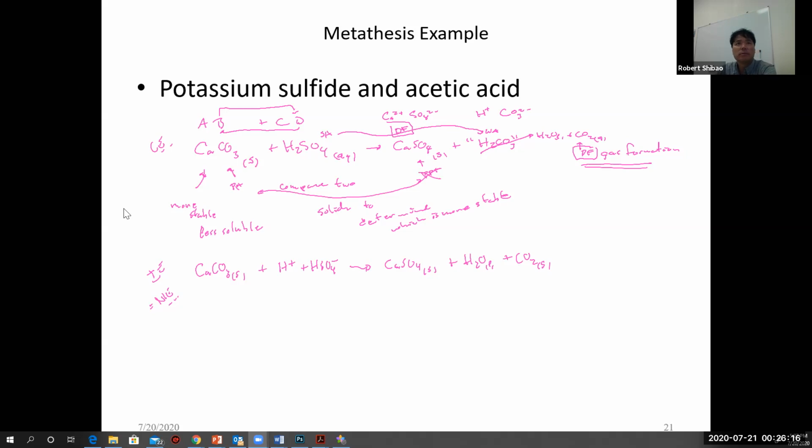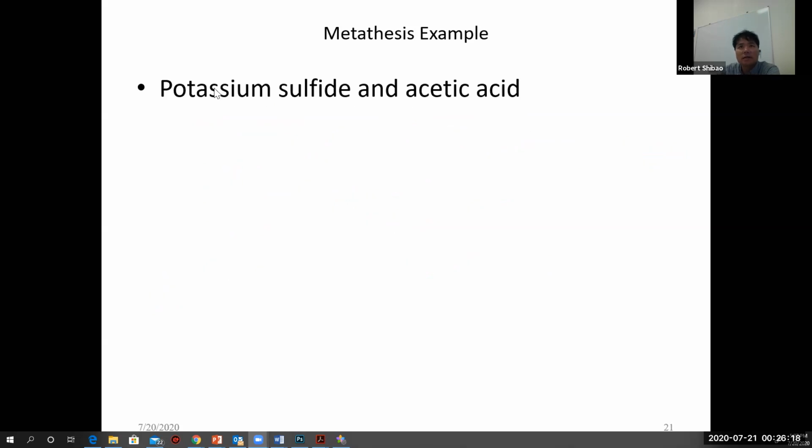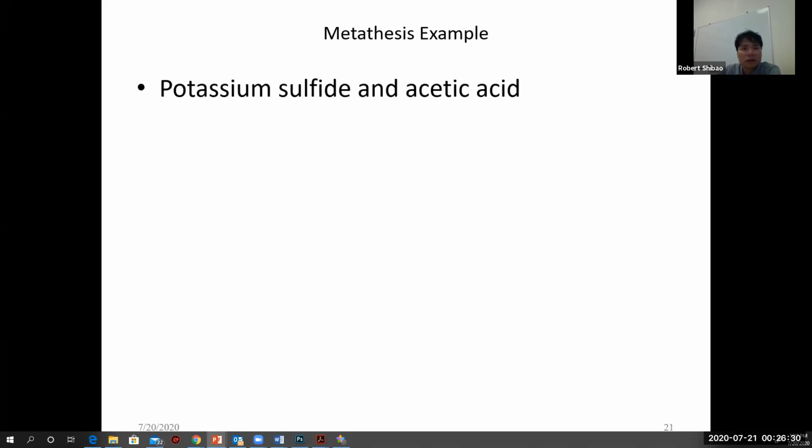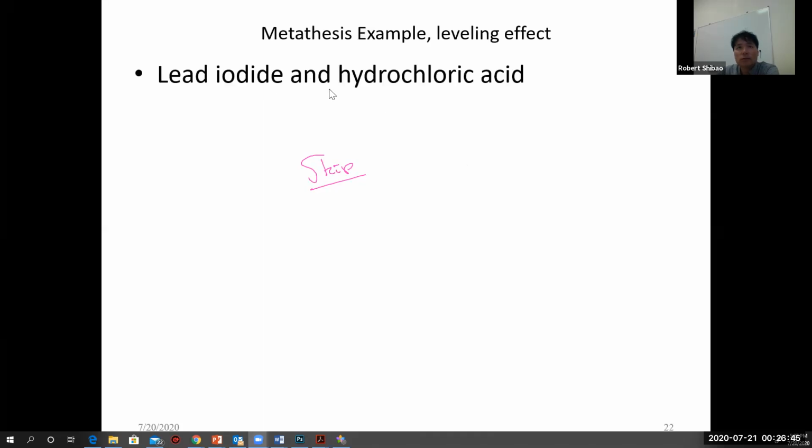All right, this next one, potassium sulfide and acetic acid, is one we're going to skip. This is a Chem 1A, Chem 1B level problem. It's not appropriate for Chem 4. Skip this. This one's appropriate for Chem 4. This would be an advanced Chem 4 problem, just like the first one.